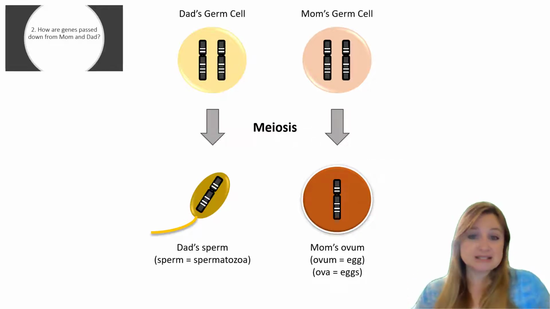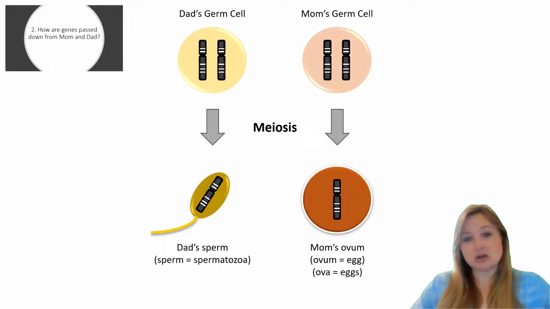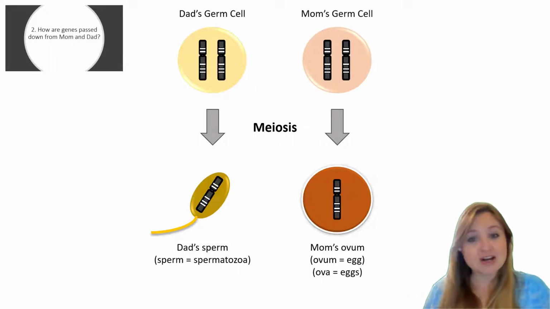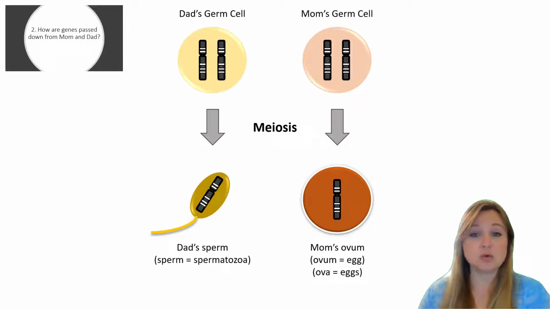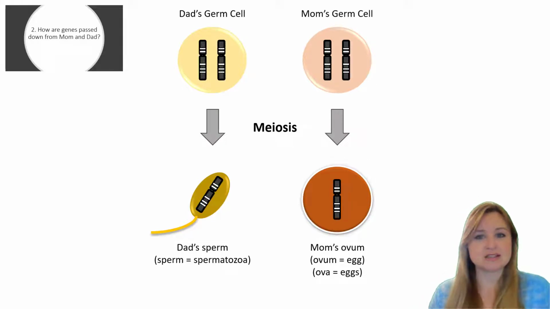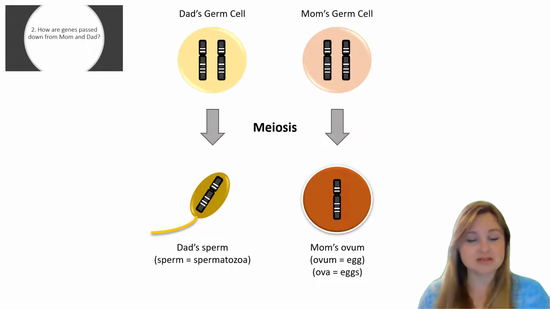So these germ cells have two of each chromosome because mom and dad are human. So all of their cells have a pair of chromosomes, and the germ cells have a pair of chromosomes too. In this case, I'm only showing you one pair. Maybe this is chromosome 1, and dad and mom both have a pair of chromosome 1. But keep in mind, in those germ cells, there'd be 23 pairs because that's what mom and dad have, 23 pairs of chromosomes. So meiosis, though, is going to split those chromosomes.